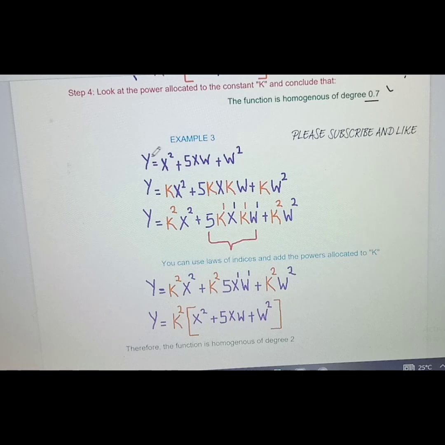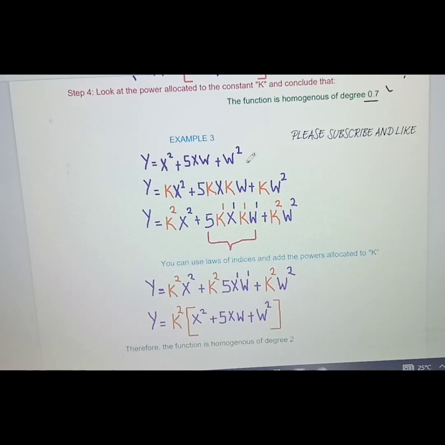So you have y is equal to x to power 2 plus 5xw plus w to power 2. So remember that we've said you multiply a constant k to each independent variable in the equation. How many independent variables do we have? We have 1 and 2, x and w. So you have to multiply the constant k to each independent variable in the equation.